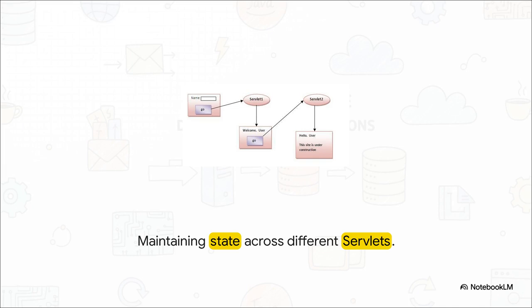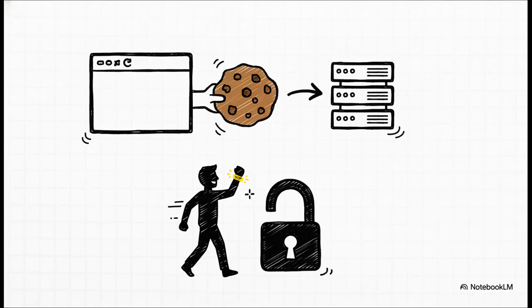Imagine you type your name into a form and hit go. The server needs to grab that state, that data, pass it to Servlet 1, and then cleanly pass it again to Servlet 2. We essentially have to keep your tab open across multiple, entirely separate clicks and interactions. So how do we pull this off? Well, there are a couple of main techniques.